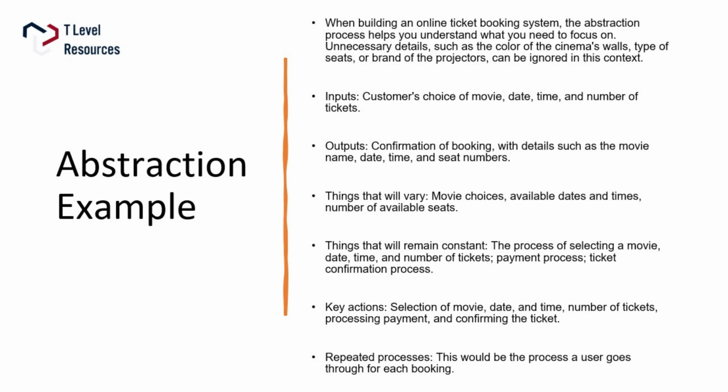The inputs: customer's choice of movie, date, time, and number of tickets. Outputs: confirmation of booking with details such as the movie name, date, time, and seat numbers. Variables: movie choices, available dates and times, number of available seats. Key actions: selecting a movie, date, time, and number of tickets, processing payment, and confirming the ticket. Repeated processes: this would be the process a user goes through for each booking.